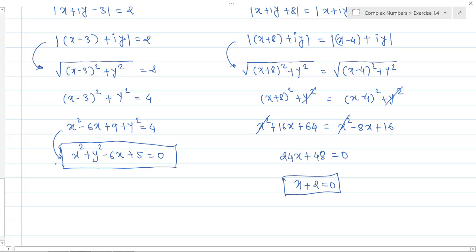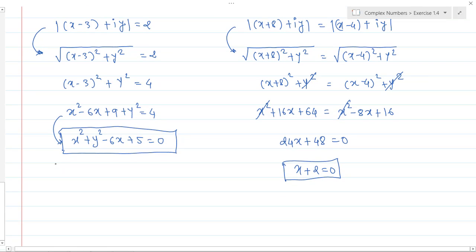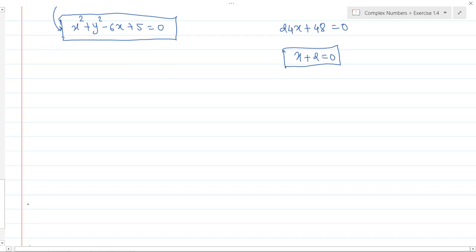Is it okay? Now let's see the next question. Question number 5: you take this fifth as homework and let me solve the sixth one. The sixth one is mod of (z plus 3i) upon (z minus 6i) equals 1.